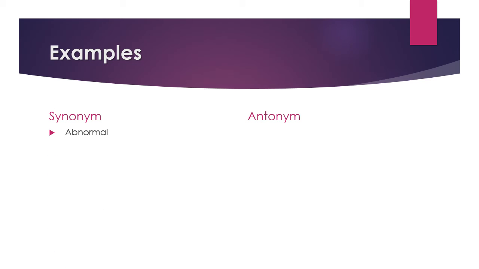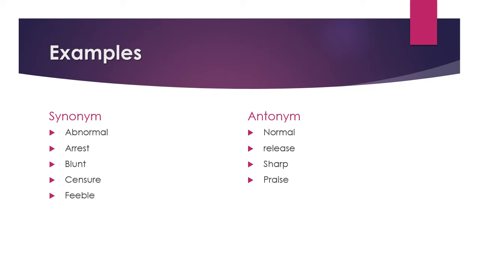So let us see some examples for the antonyms. The antonym for abnormal is normal. The antonym for arrest is release. The opposite of blunt is sharp. Censure has an antonym praise. Feeble has the opposite word strong. And profound has an antonym shallow, and obvious has the antonym.